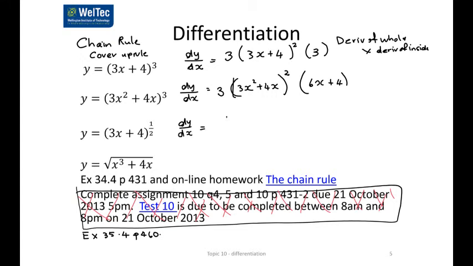The derivative is a half times the bracket to the power of a half minus 1, which is negative a half, times the derivative of the bracket, which is 3. Put in what we'd covered up, and we're done. Well, you might want to say that's 3 over 2 times 3x plus 4 to the power of negative a half. That's fine. Now, the last one, before we actually do it, we need to rewrite it as something to a power.